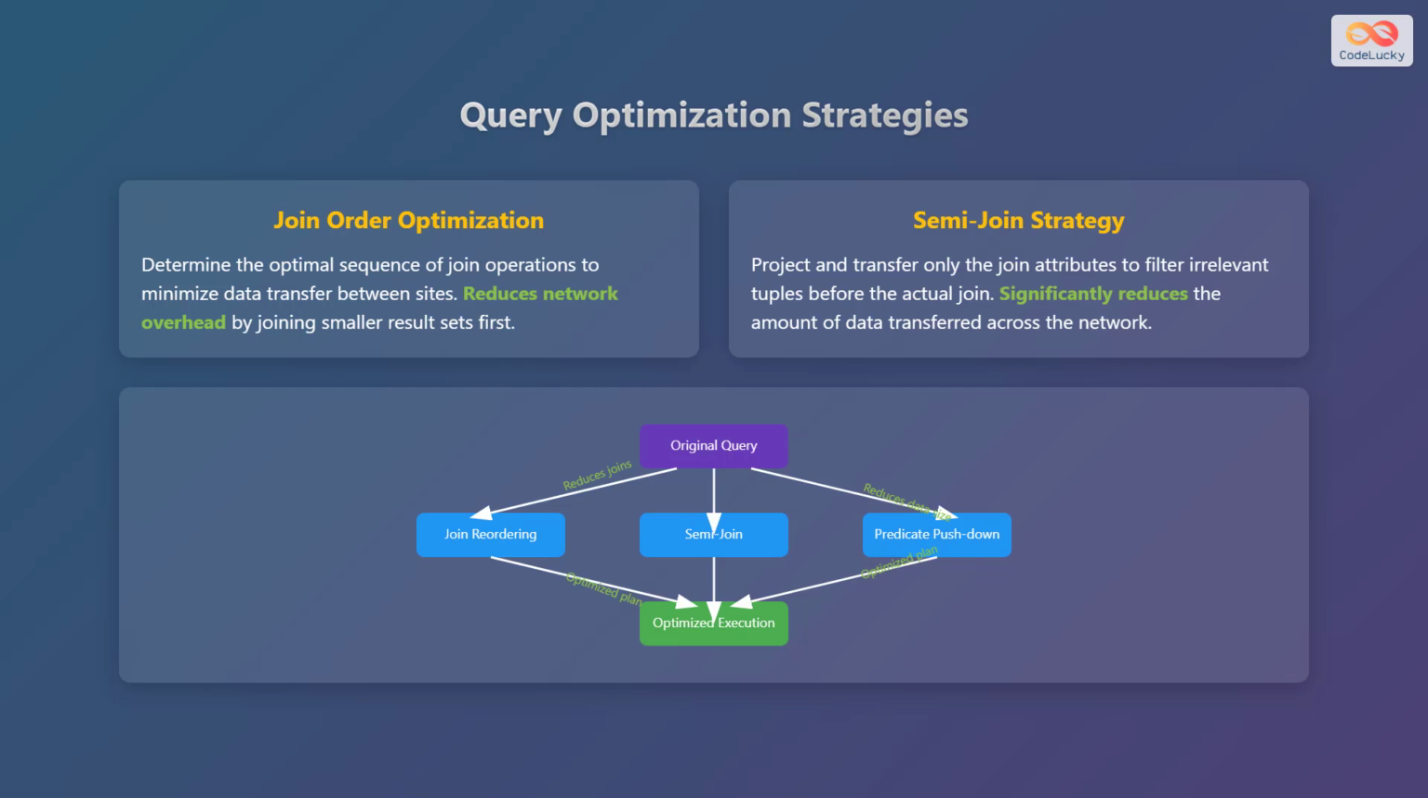Semi-join strategy involves projecting and transferring only the join attributes to filter irrelevant tuples before the actual join. This significantly reduces the amount of data transferred across the network. The original query is optimized using these strategies to come up with the optimized execution plan.